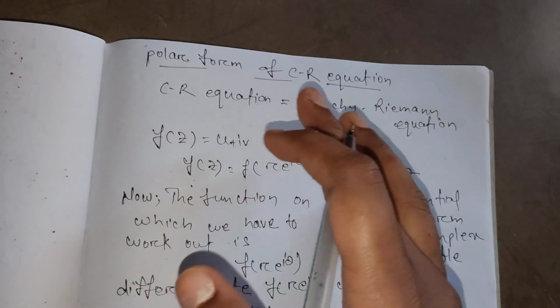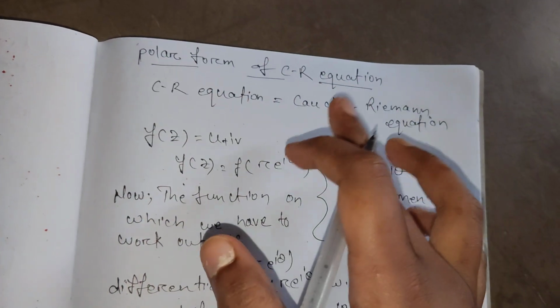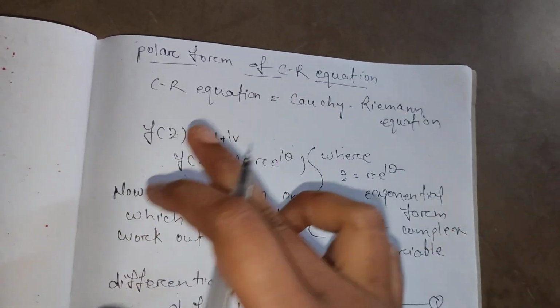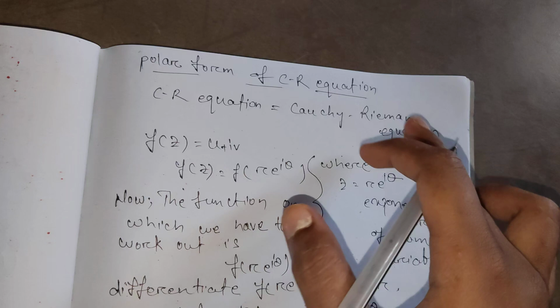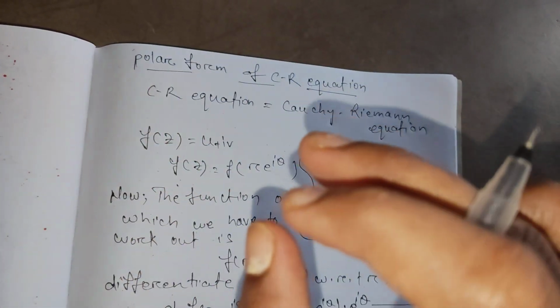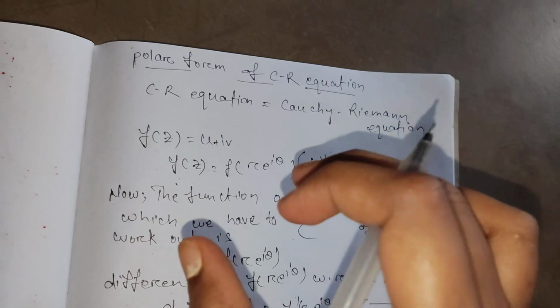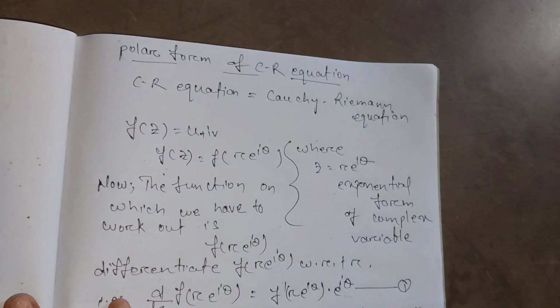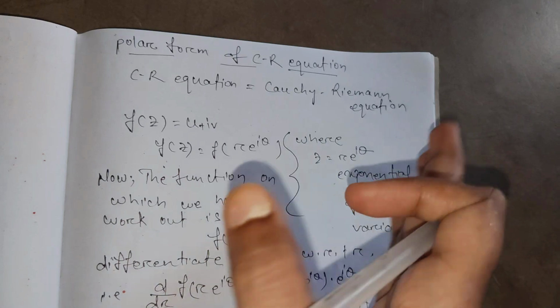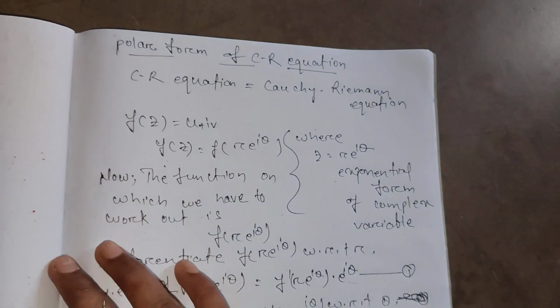In this video, we will prove the polar form of CR equation. What is CR equation? CR equation is Cauchy Riemann equation. It is used to prove whether a complex function is analytic or not. That is, differentiable at every point or not in a domain.